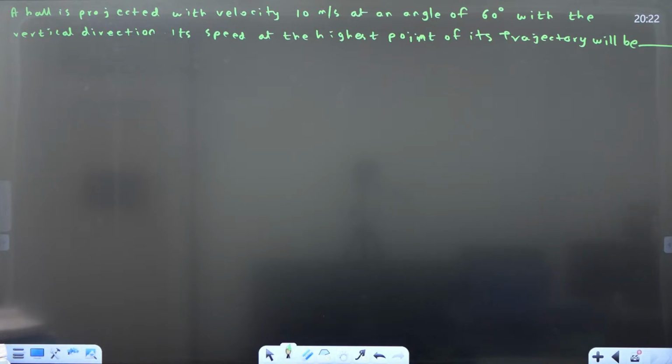Ball is projected with velocity. Initial velocity is given 10 meter per second. Angle is 60 degree with the vertical direction. Speed at the highest point of its trajectory, that you have to find out.